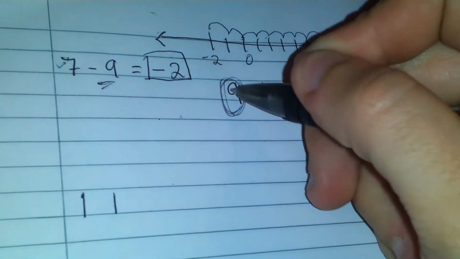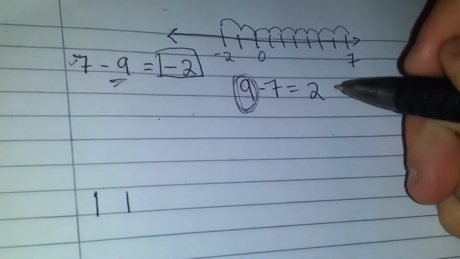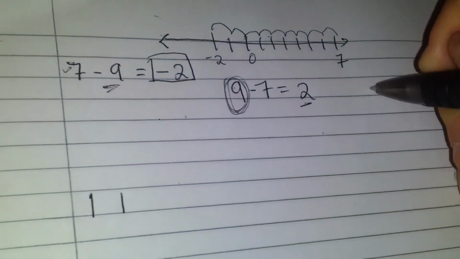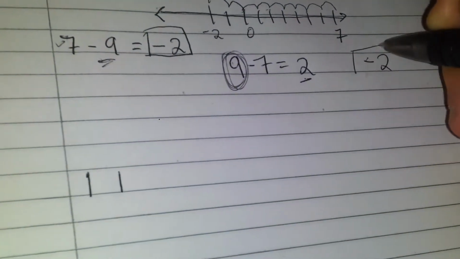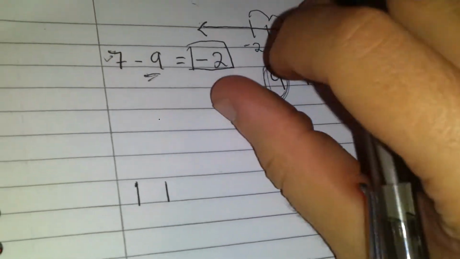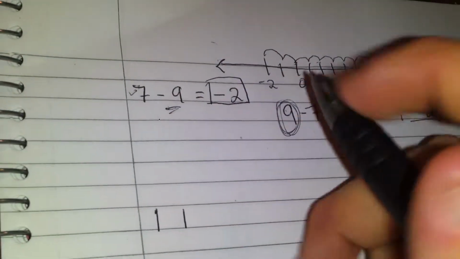Since 9 was the one that originally had the negative sign, I know that since the problem is flipped, the sign will also be flipped, so that my answer is actually going to be -2. So if I reverse the order of a subtraction problem, the sign changes, it flips around.